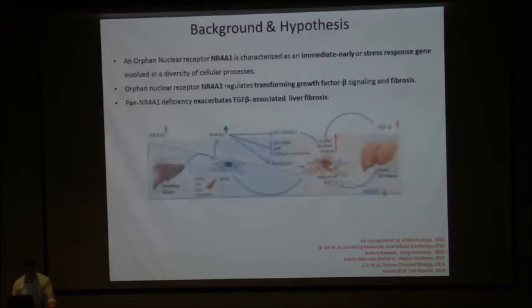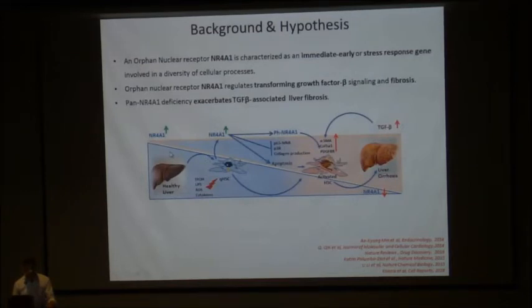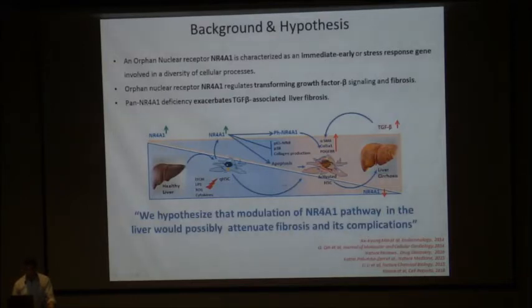So what is the normal condition? NR4A1 is present as a protective receptor in the healthy liver. But in fibrosis, or with persistent activation of TGF-beta, NR4A1 expression is downregulated. When NR4A1 is present normally, it inhibits inflammatory and profibrotic genes. So during fibrosis, NR4A1 levels go down, TGF-beta goes up, and TGF-beta promotes fibrosis through activation of hepatic stellate cells. So we thought, can we target NR4A1 to enhance its expression to attenuate fibrosis and its complications?